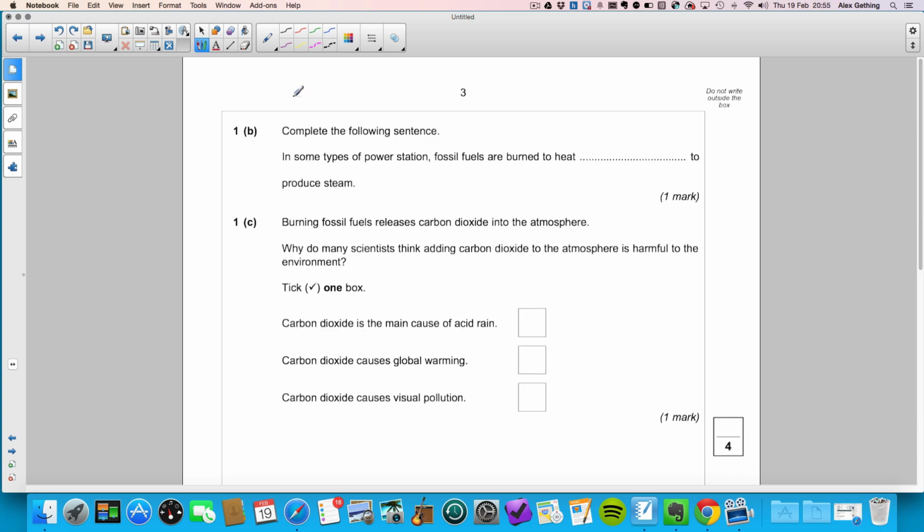Complete the following sentence for 1 part B. In some types of power station, fossil fuels are burned to heat something to produce steam. Well, what produces steam? Water.